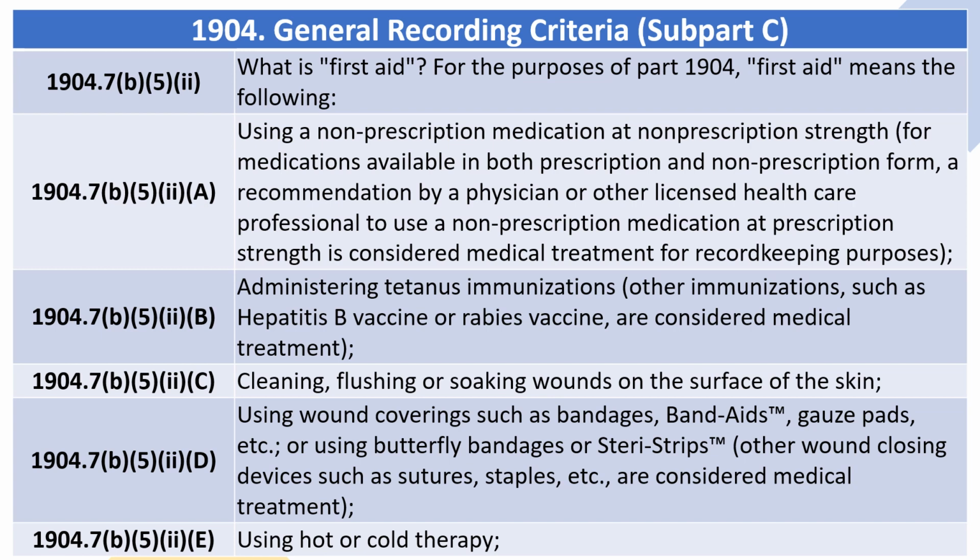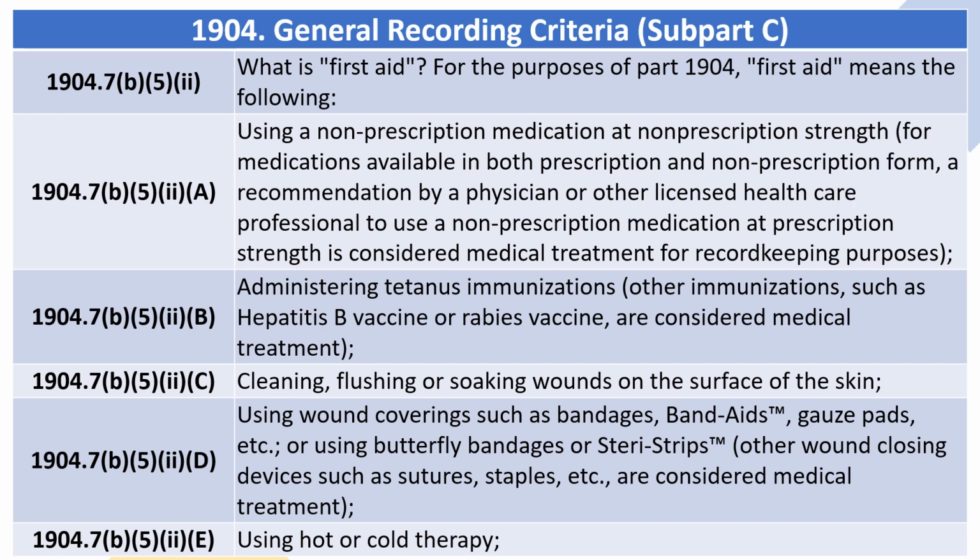1904.7(b)(5)(ii). What is first aid? For the purposes of Part 1904, first aid means the following: 1904.7(b)(5)(ii)(A) through (N). Using a non-prescription medication at non-prescription strength, for medications available in both prescription and non-prescription form. A recommendation by a physician or other licensed healthcare professional to use a non-prescription medication at prescription strength is considered medical treatment for record-keeping purposes. Administering tetanus immunizations. Other immunizations, such as hepatitis B vaccine or rabies vaccine, are considered medical treatment. Cleaning, flushing, or soaking wounds on the surface of the skin, using wound coverings such as bandages, band-aids, gauze pads, etc., or using butterfly bandages or steri-strips. Other wound closing devices such as sutures, staples, etc., are considered medical treatment.